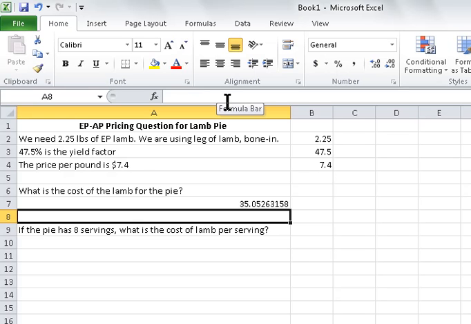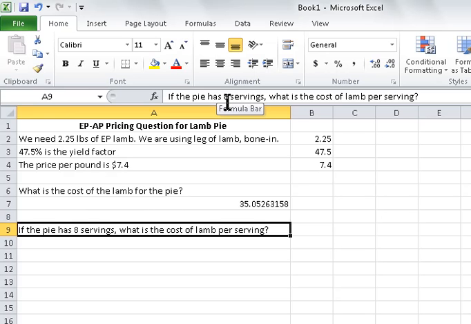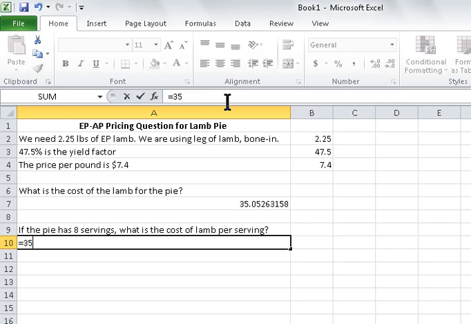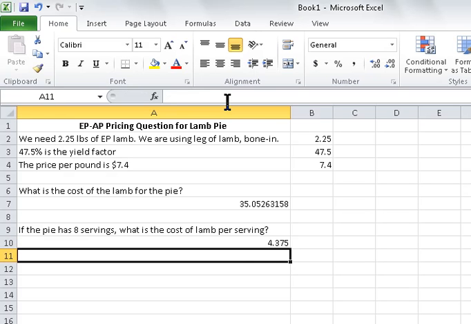Okay? So good. Now we want to find out what the cost is per portion for lamb. There's a couple different ways we can do it. One, we're getting 8 slices out of this pie, so we could just divide that $35.07 by 8, correct? Mm-hmm. And that's going to give us how much? $4.39 per slice for the cost of that lamb.